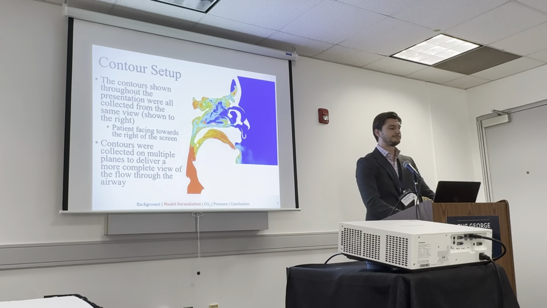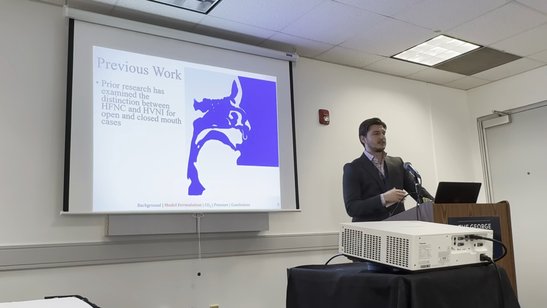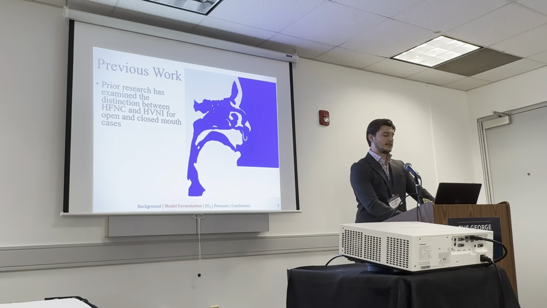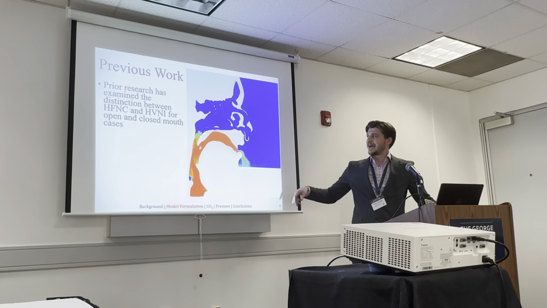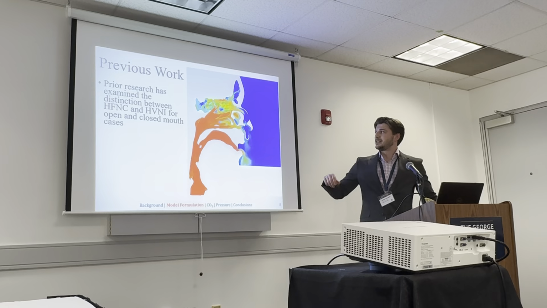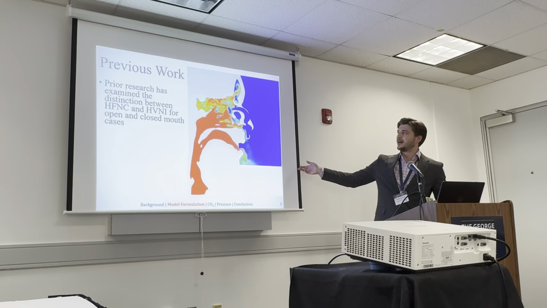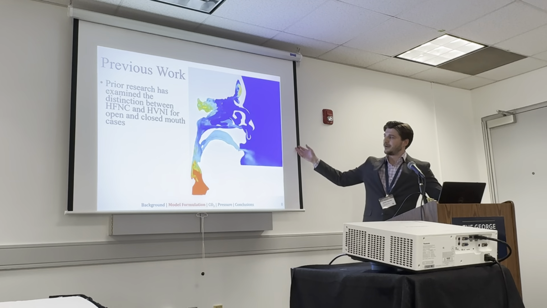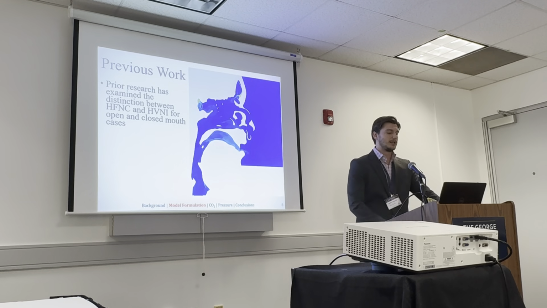Previous work that we've done is we've looked at the distinction between these two ventilatory assist types at completely open and completely closed mouths. This is an animation of a complete breath cycle. You can see at peak exhale, CO2 floods the upper airway. This is HFNC here. It's able to flush some of the CO2 out, and then some of it is re-inhaled the subsequent breath cycle.